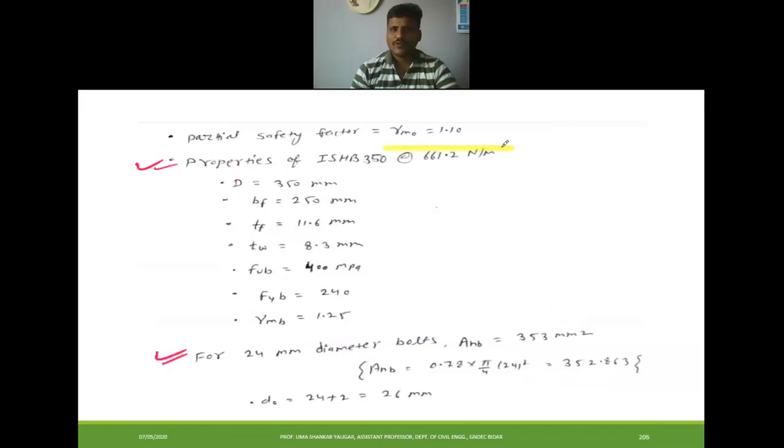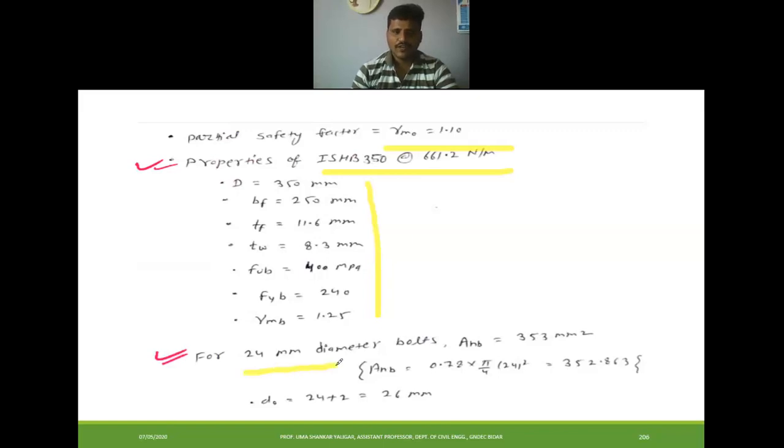Then gamma m naught, you know. Okay, and these are the properties from the steel table. ISHP 350, 661 Newton per meter. You can note down all these properties: the height of the section, breadth of the flange, thickness of the flange, thickness of web, FUB, FIB, gamma MB. All these things you can note down from your IS 800 and also from the steel table.